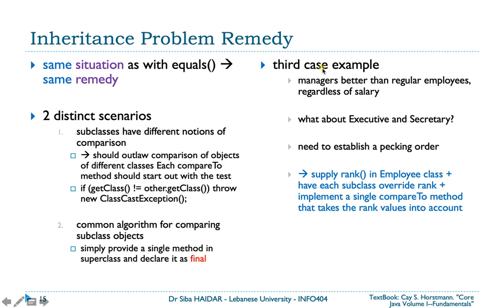Okay, if we go to a dining gala, you will seat the managers together at one table. They are considered better than the employees, who will be seated at another table. If you are sorting an array, you want all the managers to come first, regardless of their salary. So you need to establish, in this case, a pecking order. You supply a rank method inside the employee class, and in each subclass you override this rank method to implement a single compareTo method that takes the rank value into account.